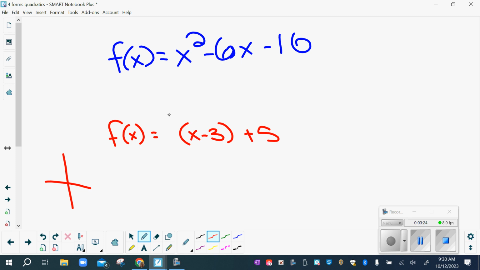The reason we like this is that graphing it is so easy. It would be over 3, up 5. It's a U. Boom, done and done. That's why vertex form for pre-calc is so valuable. So the question is, how do I go from this to make it look like this? And I'm going to remind you how to do that. You guys ready to rock and roll? That's what we're going to spend most of our time doing today, remembering how to do vertex form.